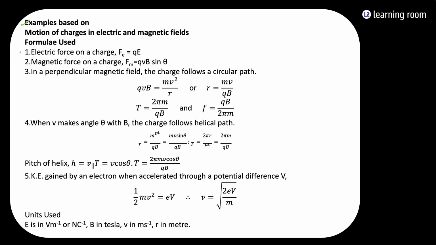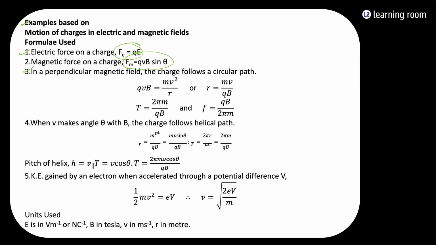right? So what is the electric force on a charge? It is given by F is equal to QE. And what is the magnetic force on a charge? It is given as QvB sine theta. Am I clear with this? Right. So in a perpendicular magnetic field, what will happen? The charge follows a circular path.